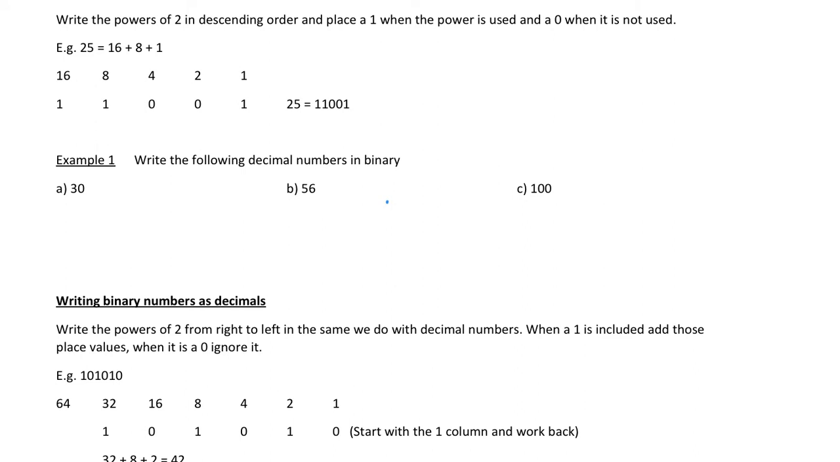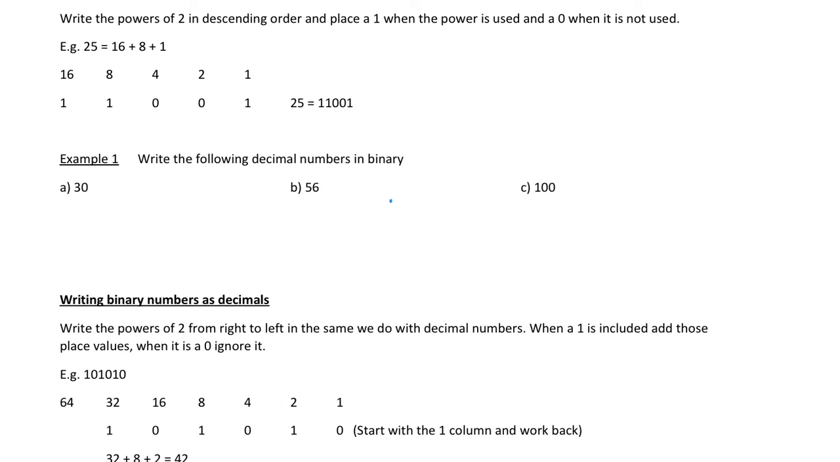For example, we're doing 25. So how would you work out 25? The biggest power of 2 that goes into 25 is 16. The next one that fits in would be 8, because 16 plus 8 gives you 24. And then you have to add on 1.